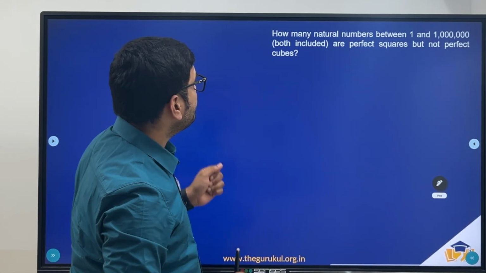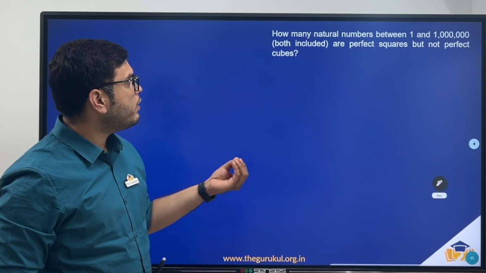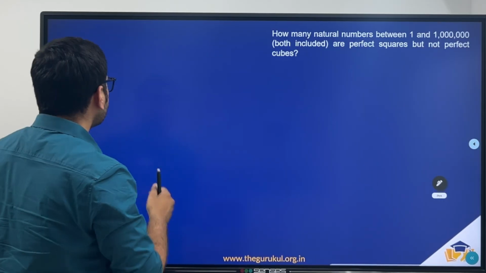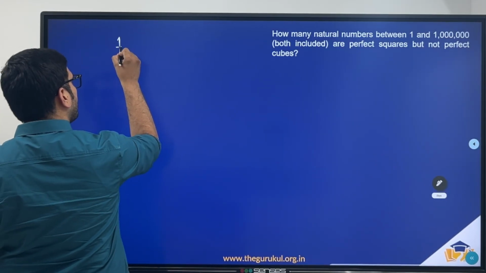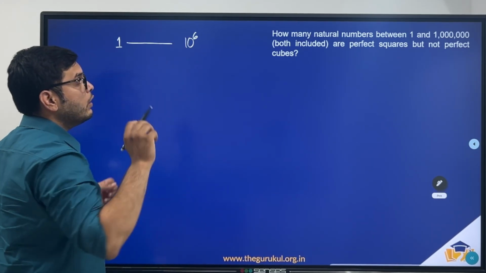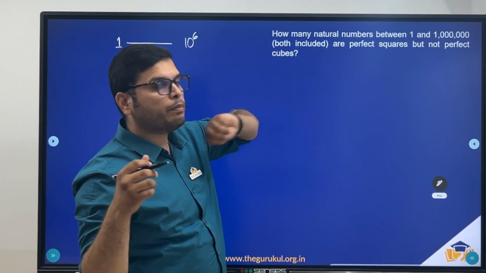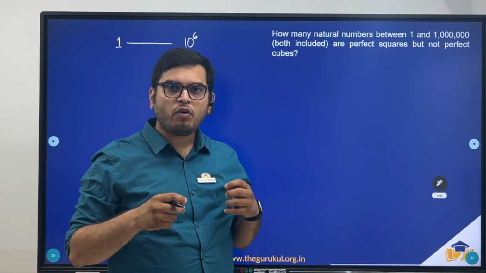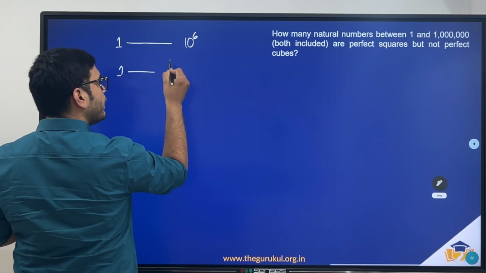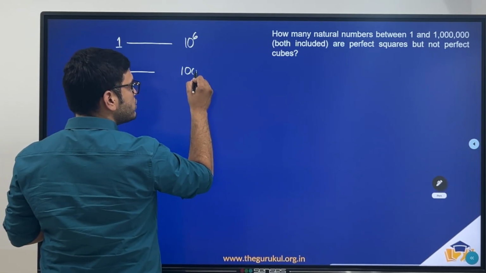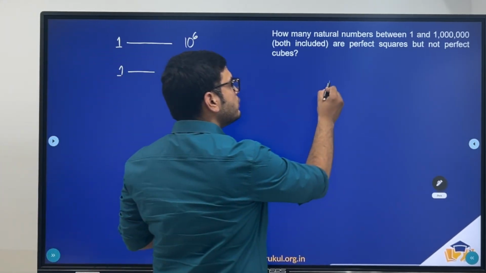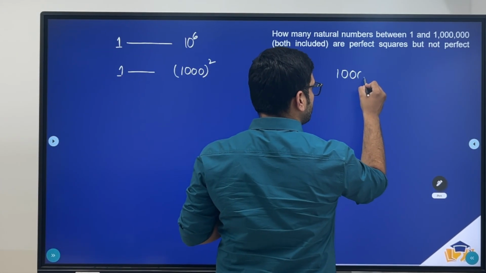Now coming to the fourth question: how many natural numbers between 1 and 10 lakhs are perfect squares but not perfect cubes? So we are asked to find the number of numbers from 1 to 10 power 6 that are perfect squares but not perfect cubes. First let us find out how many perfect squares there are. I can write 10 power 6 as 1000 squared. So we have 1000 numbers that are perfect squares.